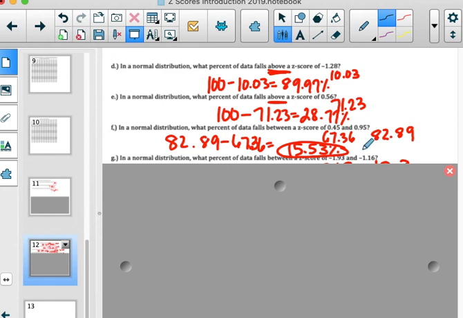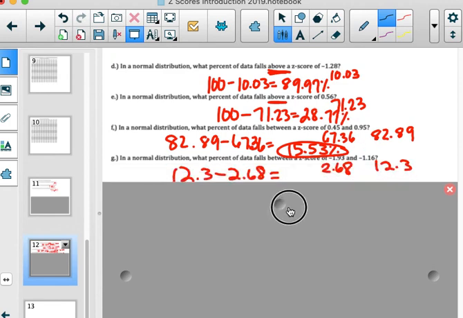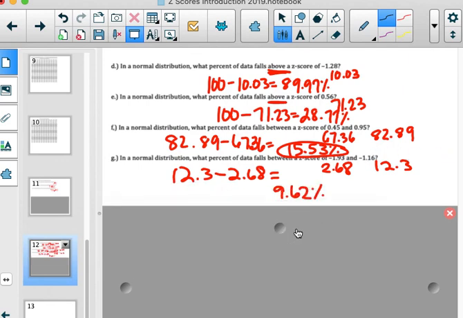And the same practice here with G. Negative 1.93 is 2.68, and negative 1.16 is 12.3%, and subtracting those, we should have got 9.62%. Okay, so that completes this section of notes. I'm going to go ahead and pause.